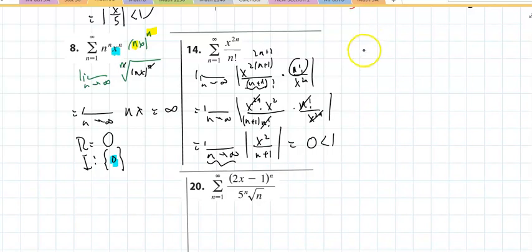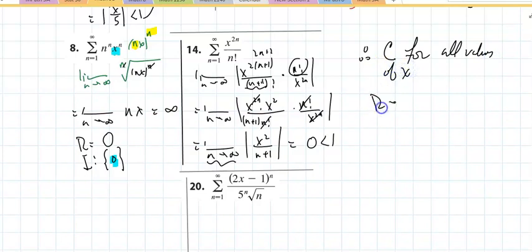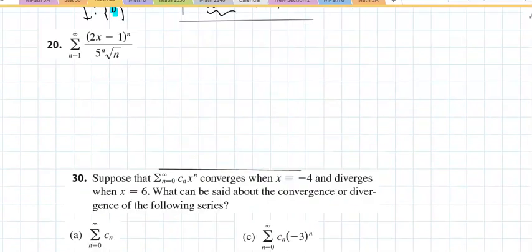What does that mean? Therefore, this will converge for all x, for all values of x. So we say r is infinity, and the interval is negative infinity to positive infinity. And there it is. Okay, 20, same deal.